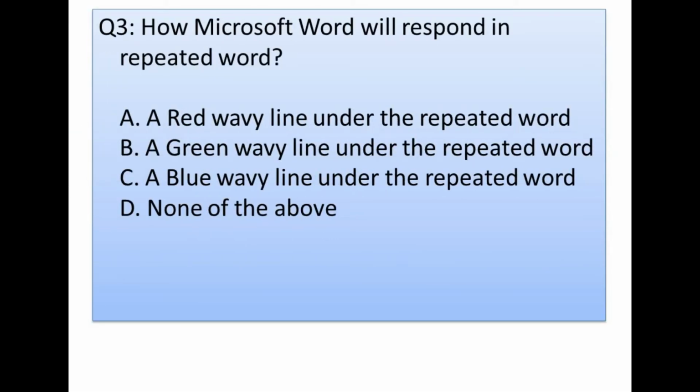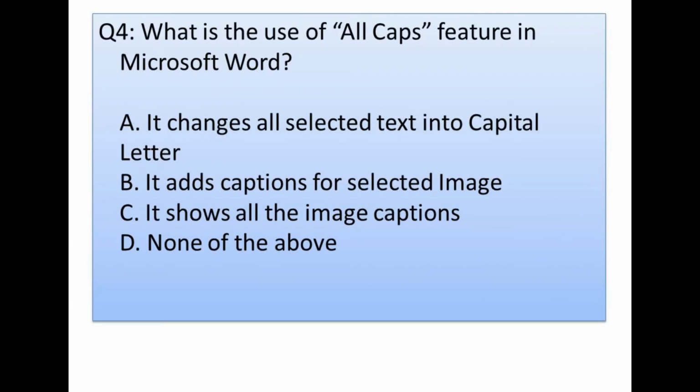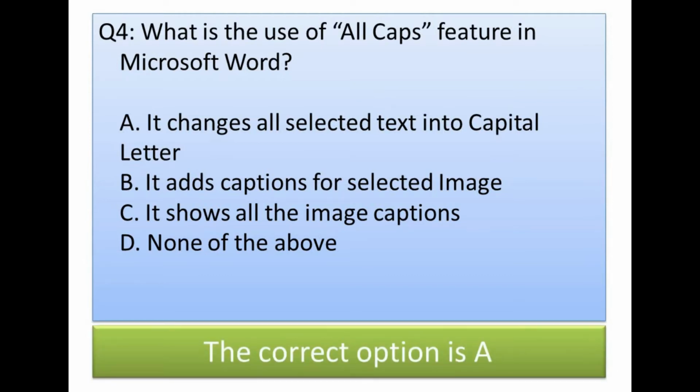How will Microsoft Word respond to a repeated word? A red wavy line under the repeated word, a green wavy line under the repeated word, a blue wavy line under the repeated word, none of the above. So the correct option is A. What is the use of the all caps feature in Microsoft Word? It changes all selected text into capital letters. It adds a caption for the selected image. It shows all the image captions. None of the above. So the correct option is A.